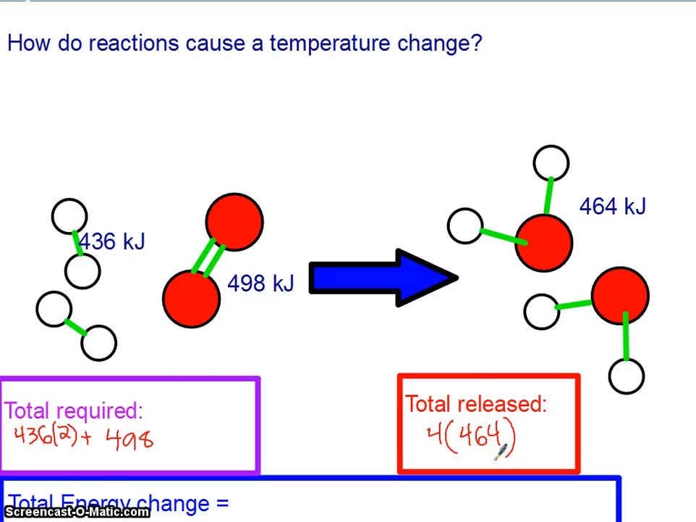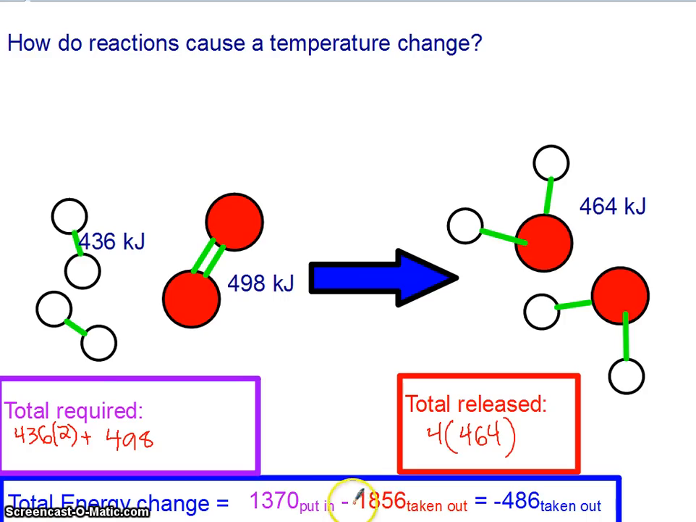So if I want to know what the total energy change is, I take the amount of energy I put in. The 1370 is the total required, so that's the amount put in. So 436 times 2 plus 498, I put in 1370 kilojoules.